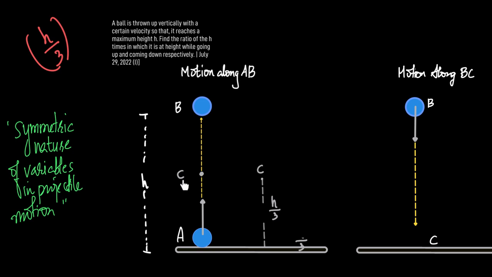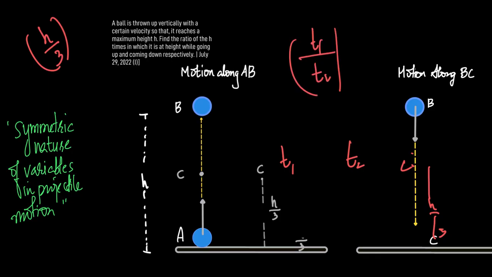So while going up, it reaches a point C, h by 3, say at some time T1. And while coming down, so this is motion along AB, and then we have motion along BC coming downwards, it crosses the same point C at a height of h by 3, but this time at time T2. What is the ratio of these times, T1 and T2?